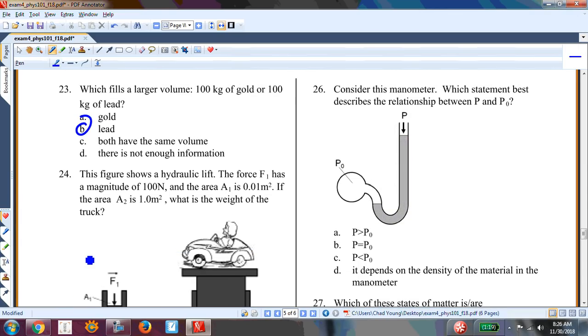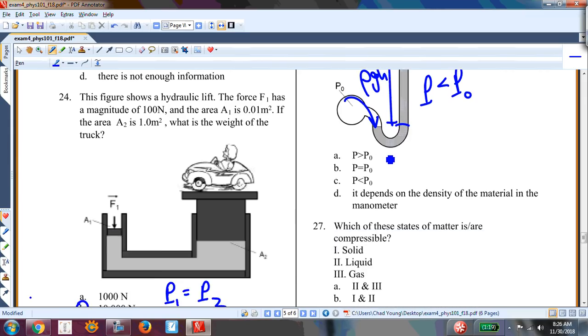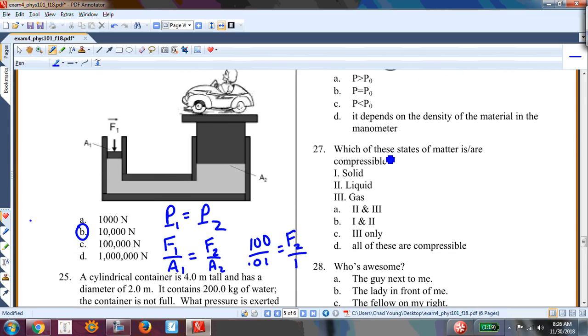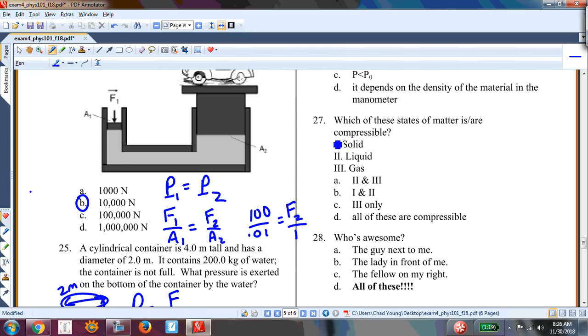Which statement best describes the relationship between P and P naught? Well, P is less than P naught, right? P naught is pushing down on this side and pushing up that column. It's less, and it's less by the amount rho g h. Which of these is compressible? Solids are not compressible, liquids are not compressible, only gases. So C is.